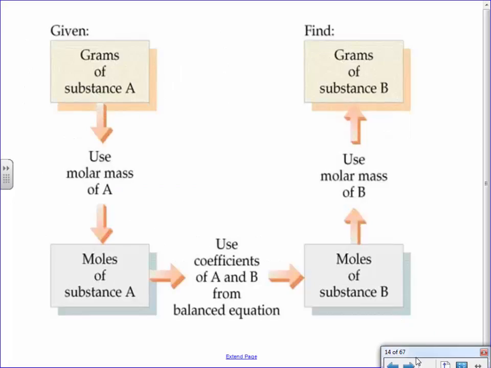Okay. Here's kind of a flow chart that's going to describe what we're going to try to do. We're going to be given a grams value of some substance. We're going to take that mass and use a molar mass to get moles. Once we have moles, we can use the coefficients from the equation like we just did in the previous example to figure out how moles of A get you moles of B. And then once you have moles of B, you're going to use a molar mass and go back and find grams again. It's almost like you have to convert grams to moles, work with the moles, and then go right back to grams again.